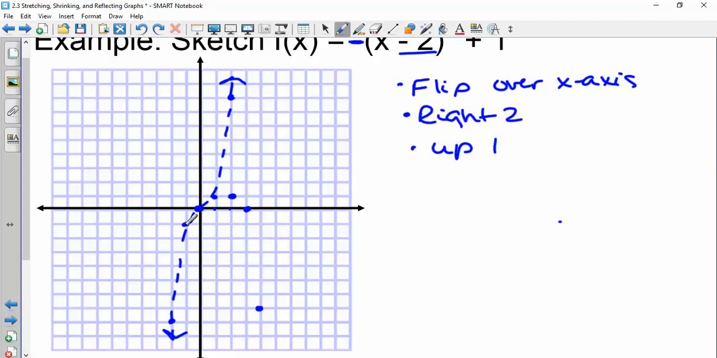Negative 1, negative 1. If I flip that over the x, it goes to positive 1, right 2 and up 1. Negative 2, negative 8. If I flip that over the x, it goes to negative 2, positive 8. Right 2 and up 1. So my final graph looks like that.